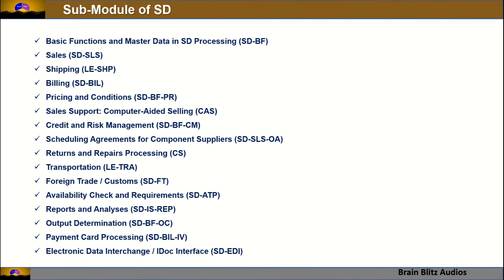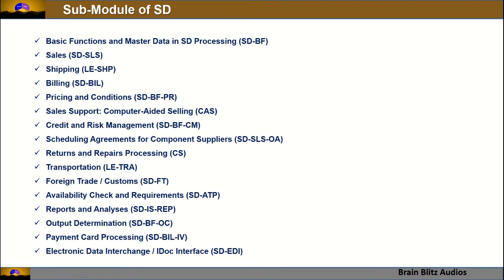So now we are talking about the sub-modules of SD. I'm not going to explain everything in detail; we will have separate sessions and go through them one by one. What you are seeing in the list here are the sub-modules of SD. The first one is basic functions and master data in SD processing. There are some basic functions which you need to configure, and also master data like the product master, or you can say the material master. Then the material hierarchy will be there.